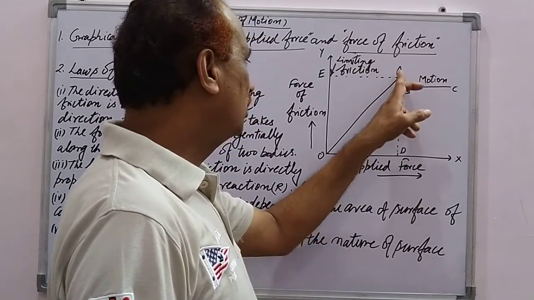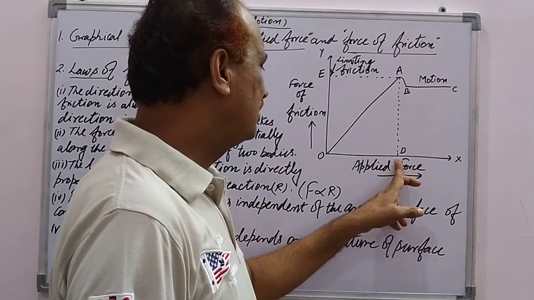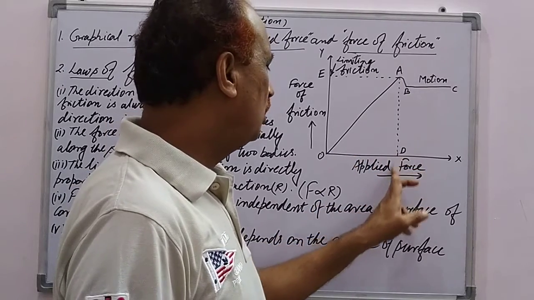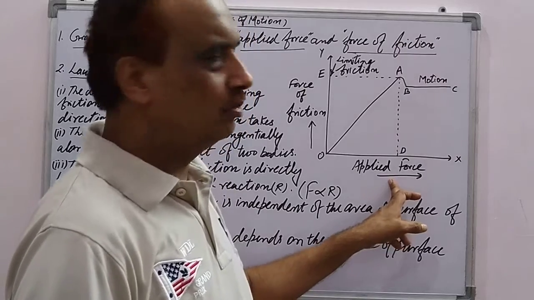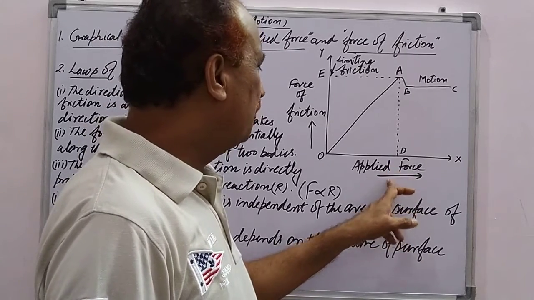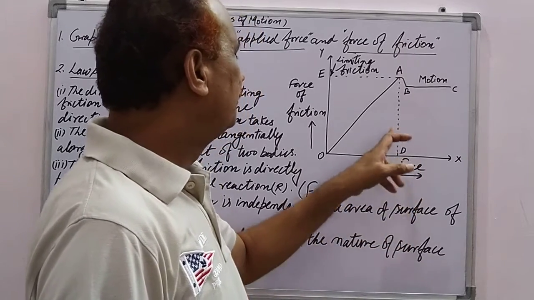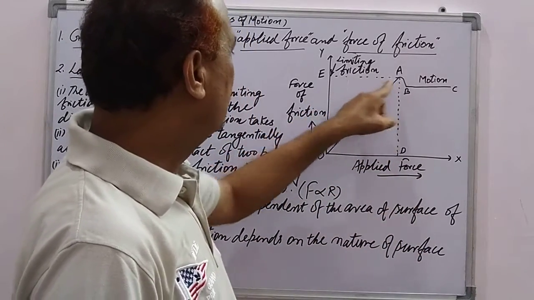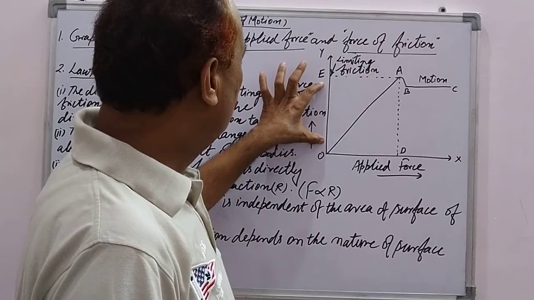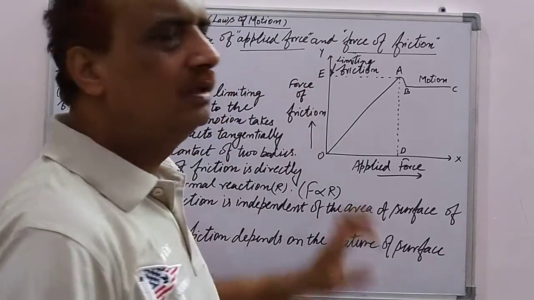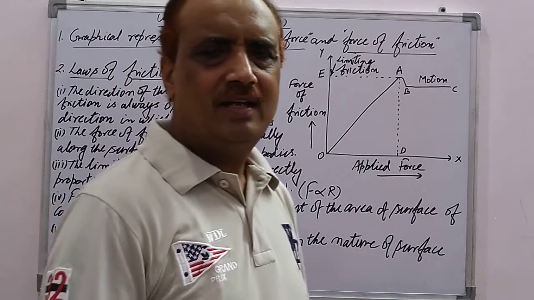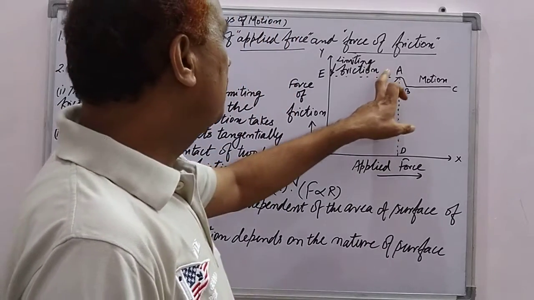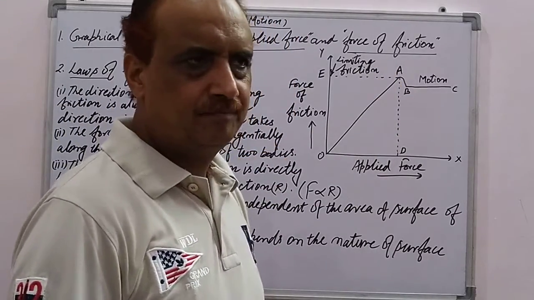When we draw the vertical line, it cuts the x-axis at D, so OD is equal to the applied force acting on the body. This applied force up to the point D is directly proportional to the limiting force of friction, which is equal to the magnitude of OE on the OY axis. So this is the maximum limiting force of friction.